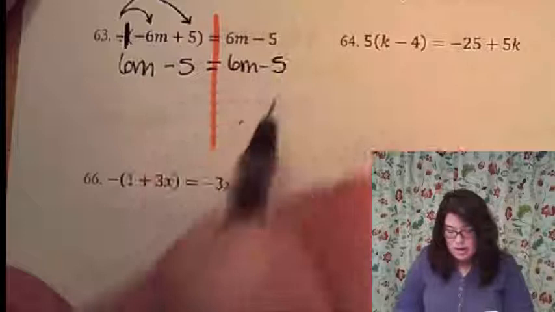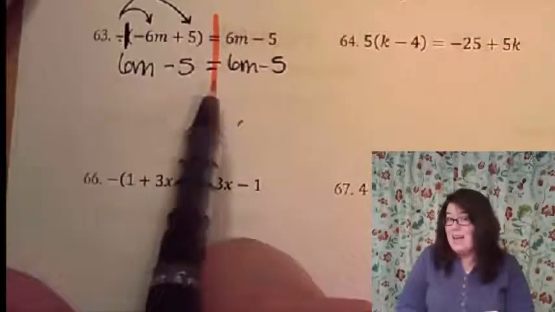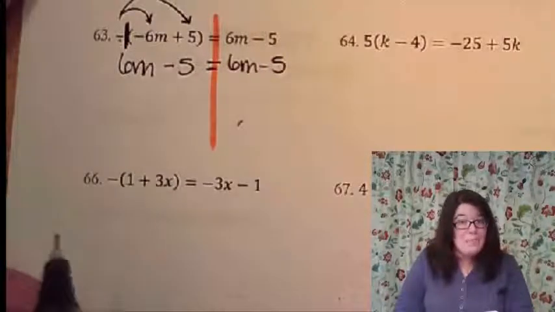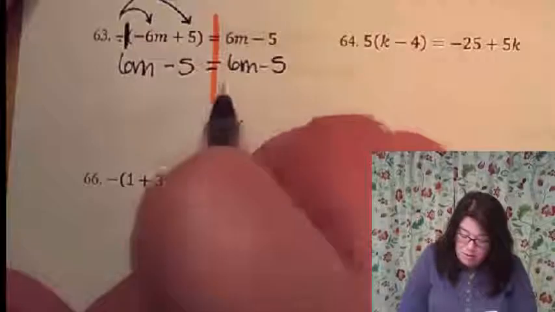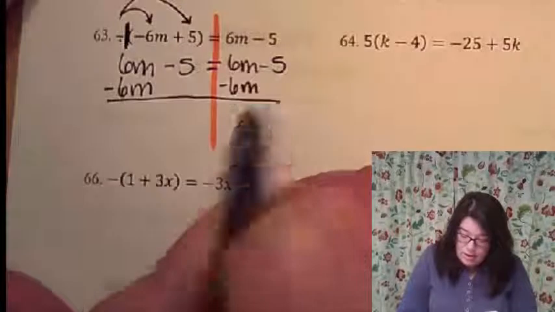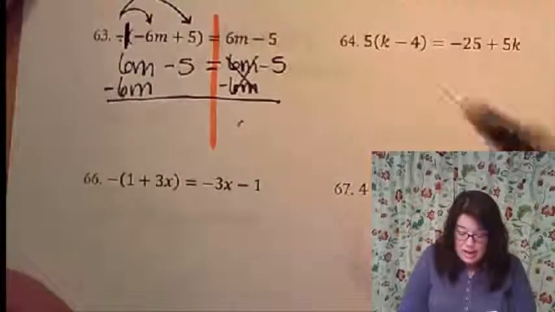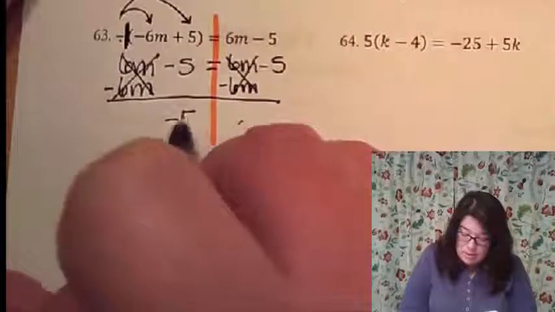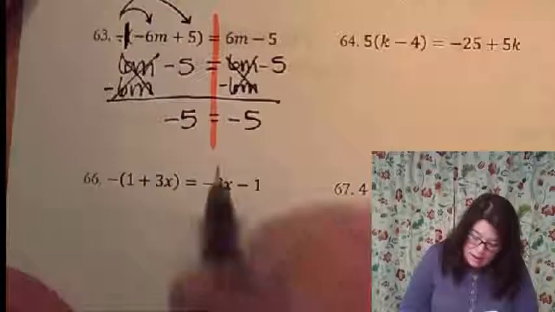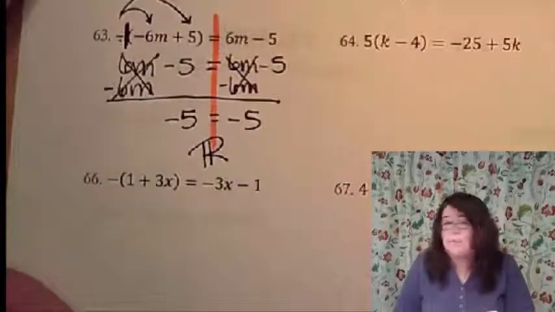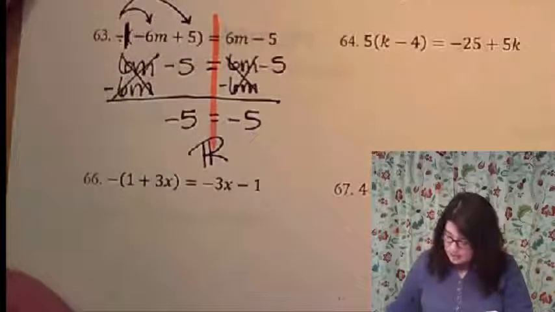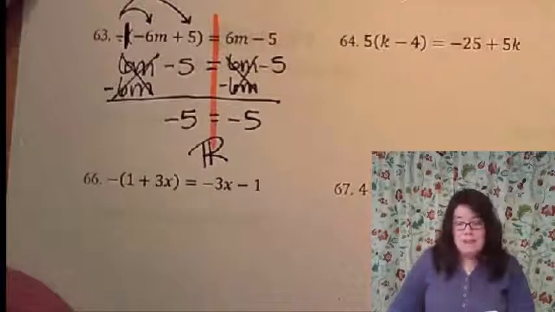Uh-oh, check it out. 6m minus 5 equals 6m minus 5. I can already tell that it doesn't matter what I plug in. These are exactly the same, and that's a good thing. So if I move my variable term using that inverse operation, if I subtract it, here it cancels, which is what I was expecting, and here it cancels. But that's okay because everything else is still the same. So that's true. And my answer here is going to be all real numbers, because it doesn't matter what I plug in for m, this statement is always going to be true. Let's take a look at number 65.